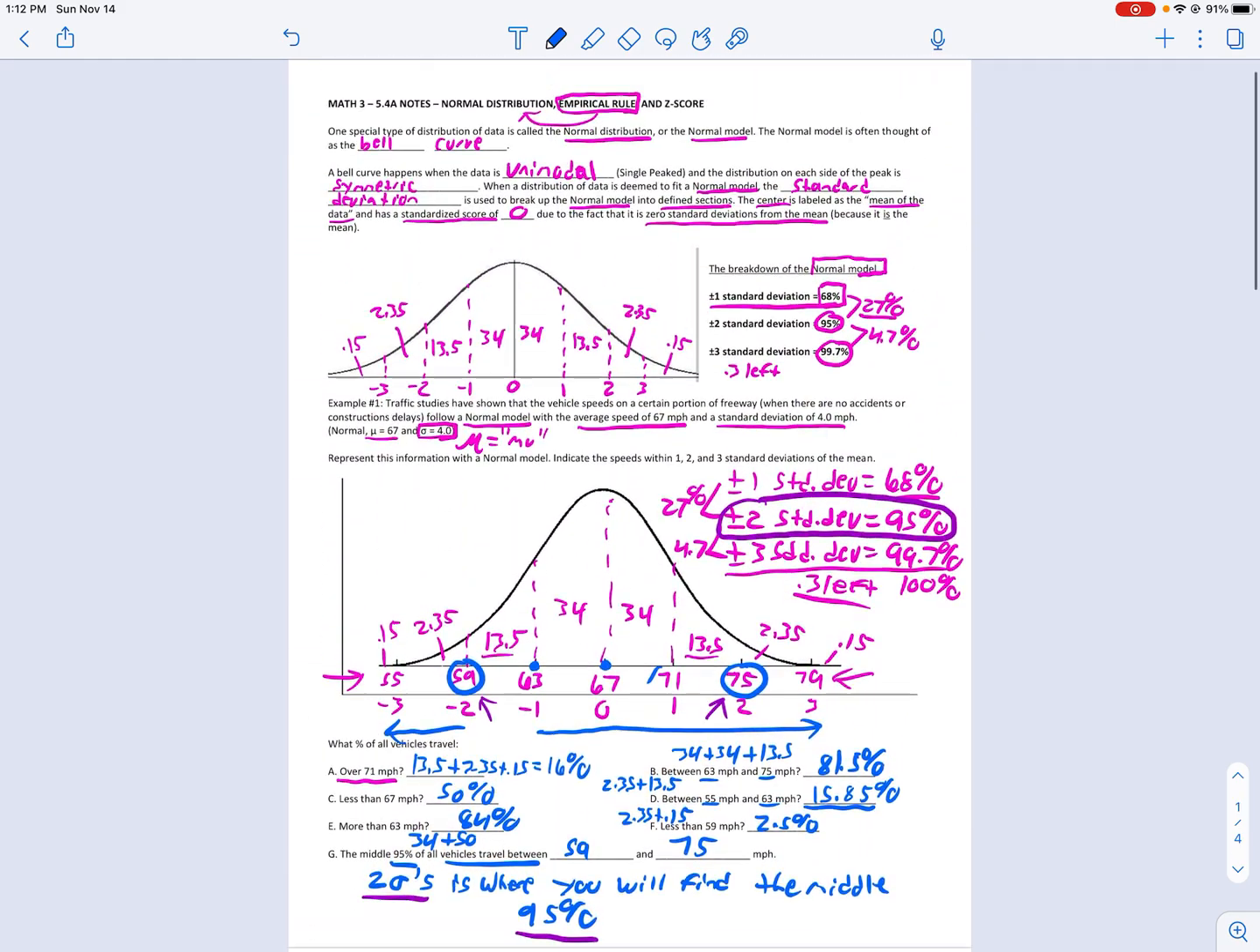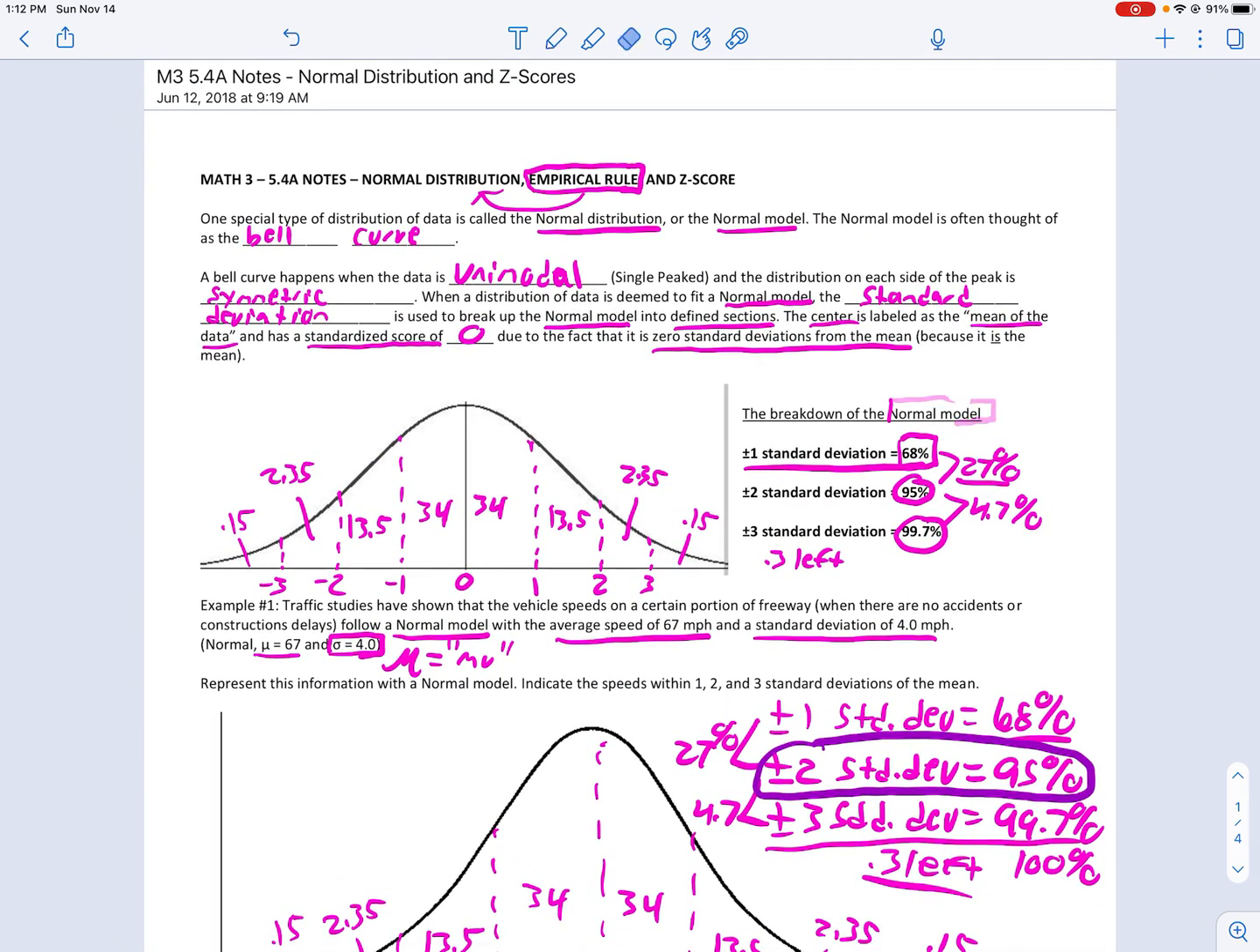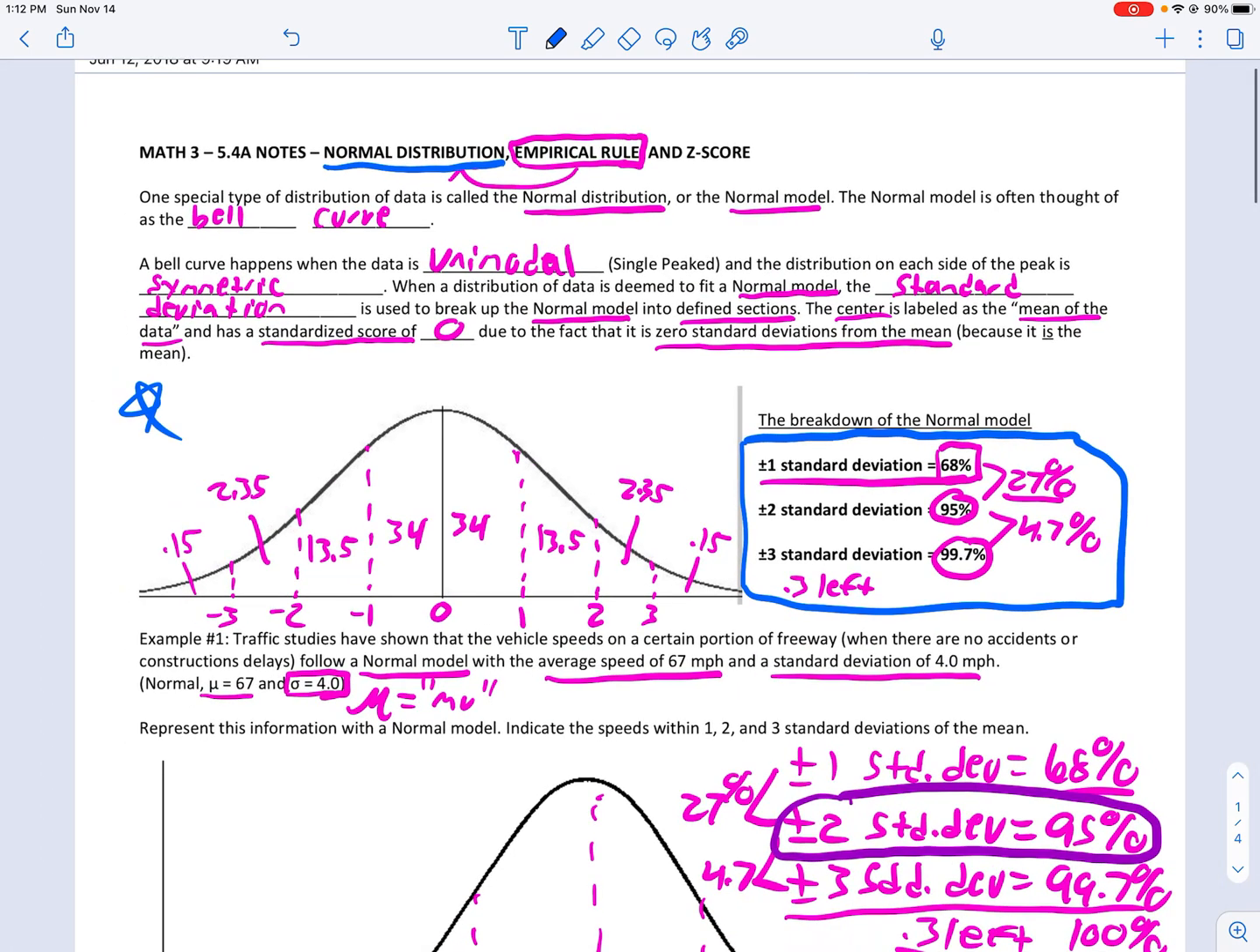So anytime you hear the empirical rule, all they're talking about is this breakdown right here. That's what they're talking about when you hear the empirical rule: the 68, 95, 99.7. Same idea when you hear normal distribution. You should be thinking of this bell curve that's on your screen right now, broken down into those percentages. It's just something you want to start to memorize.